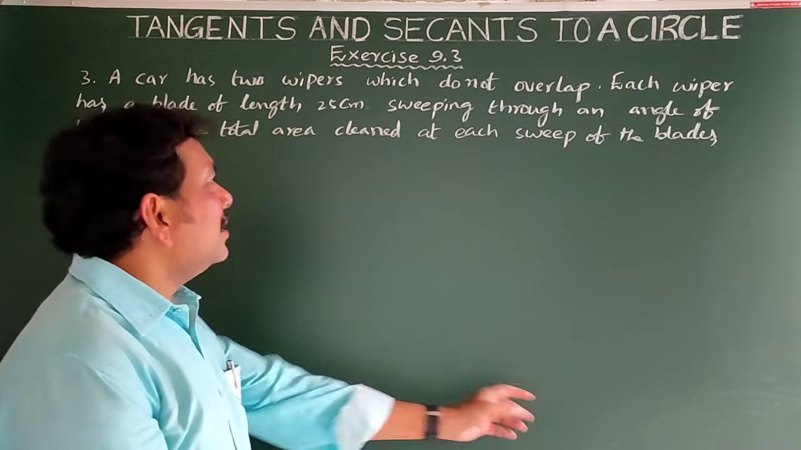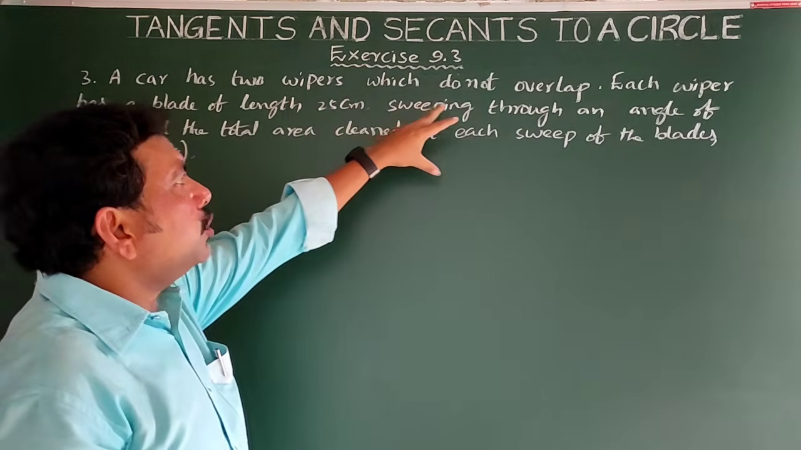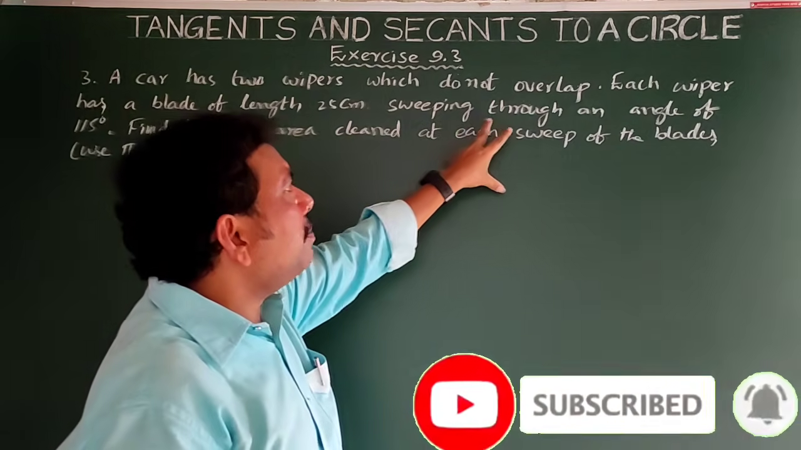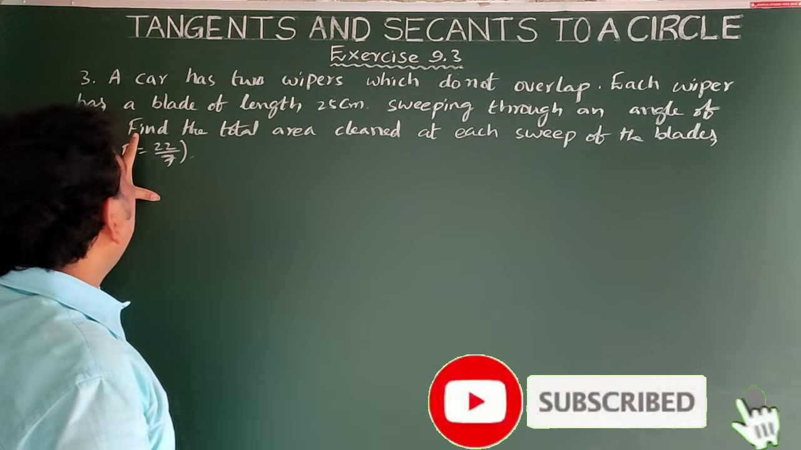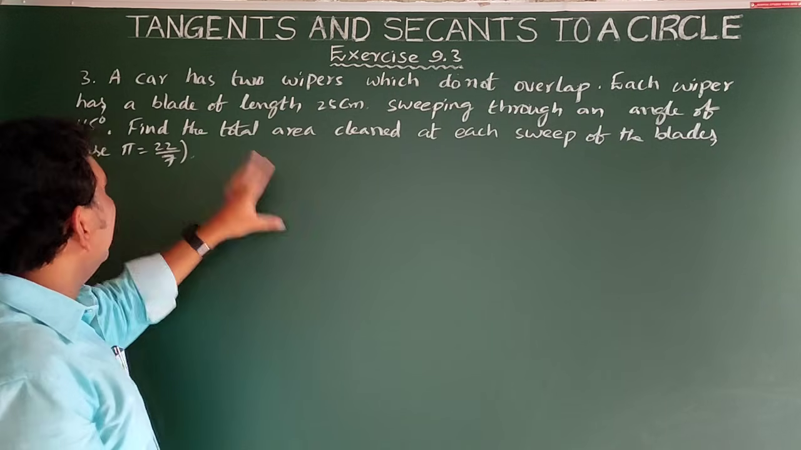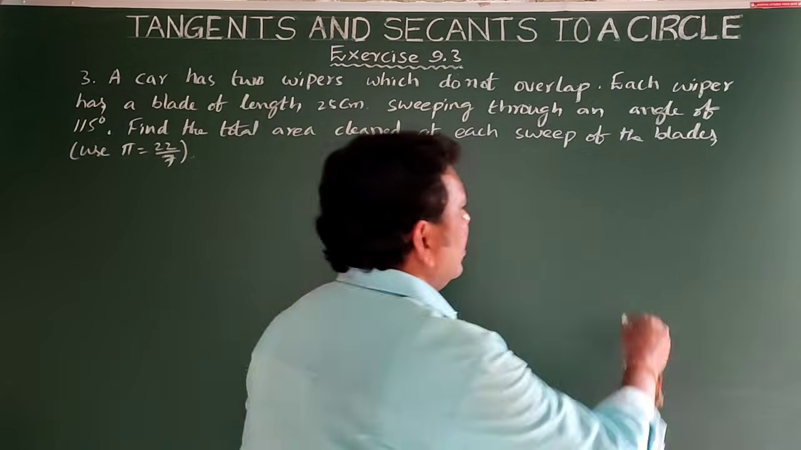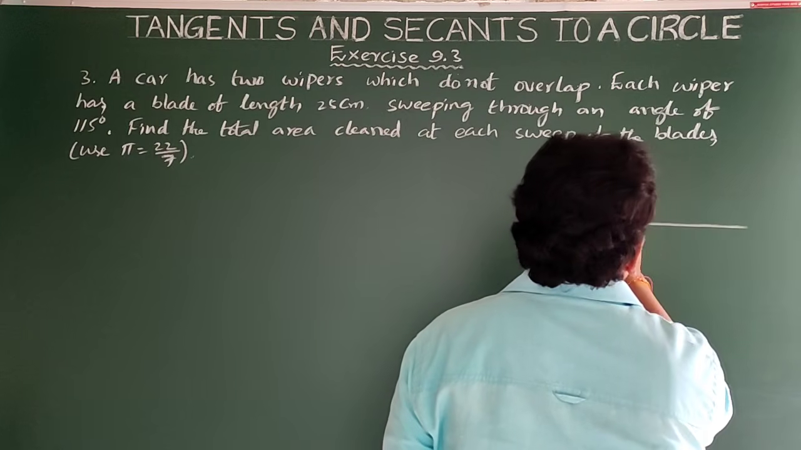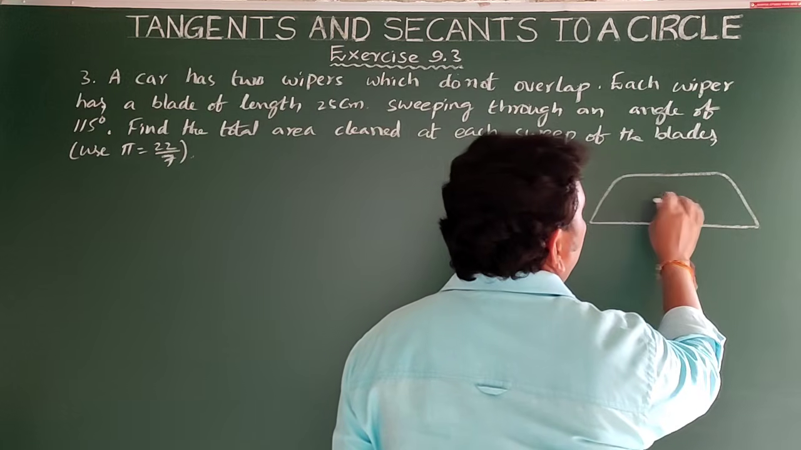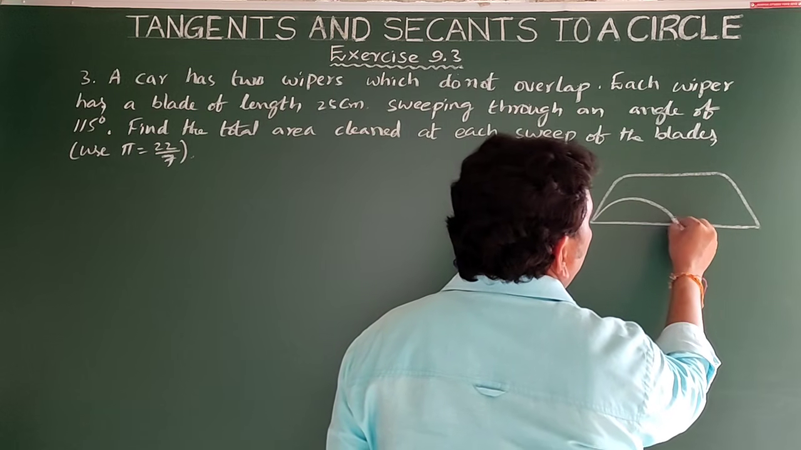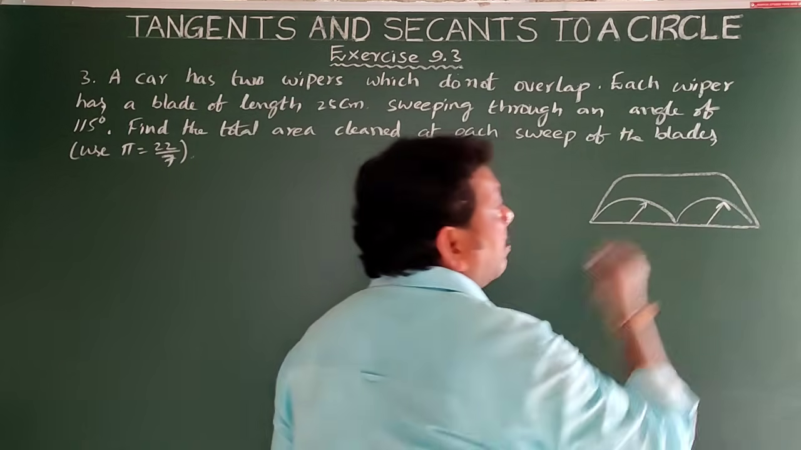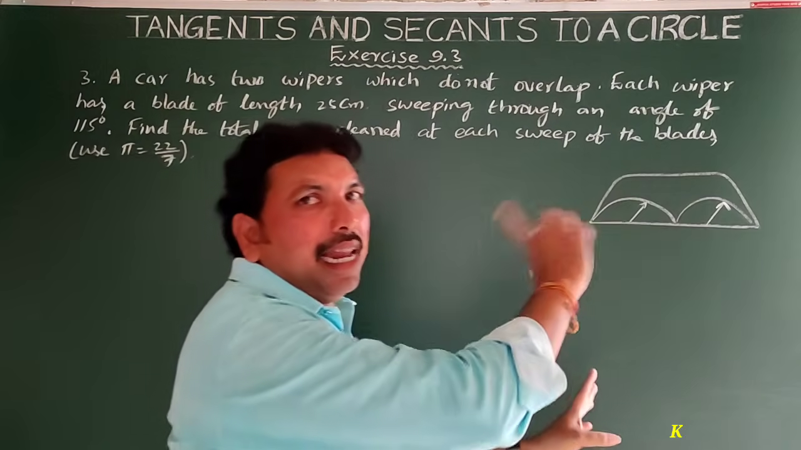Next, third question. A car has 2 wipers which do not overlap. Each wiper has a blade of length 25 centimeters sweeping through an angle of 115 degrees. Find the total area cleaned at each sweep of the blades. See, a car has 2 wipers. Just think of this as the front of the car. So 2 wipers, cleaning like this, right?